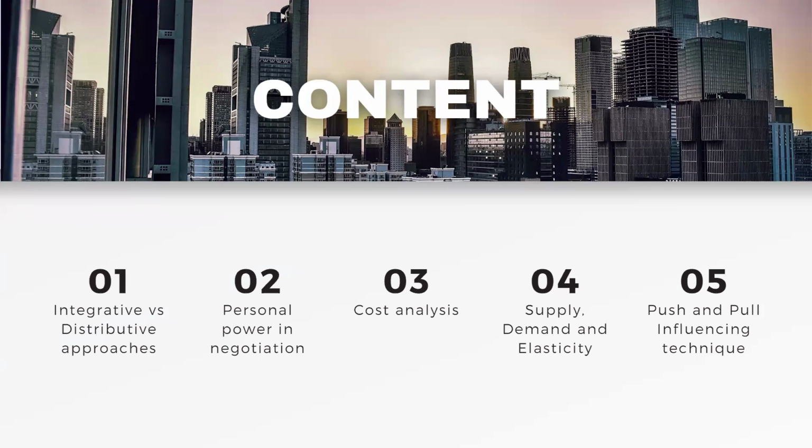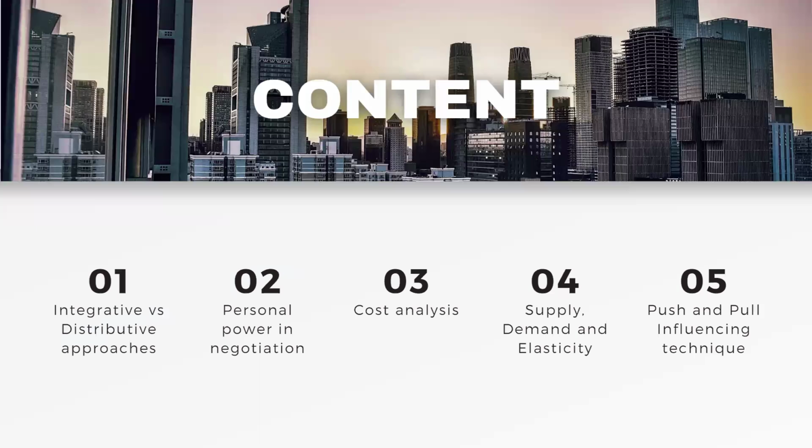The third topic, and I think many students may find it very hard to study this one since it involves cost accounting and some advanced calculation, is cost analysis. The next topic is on supply, demand, and elasticity of demand. Both topic number 3 and number 4 are from chapter 2.